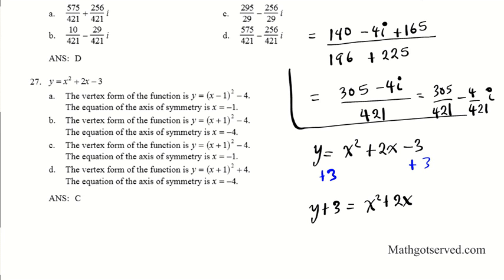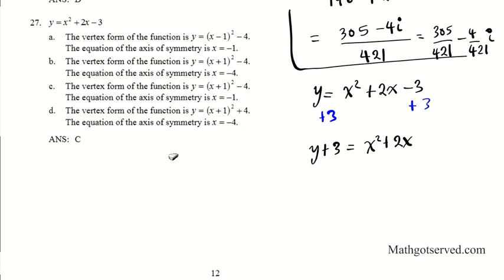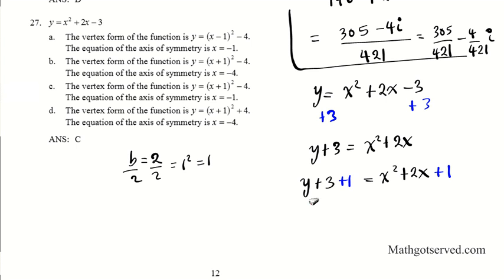Okay? Now to complete the square, I need to add b over 2 squared to this side right here. I know that b is 2. So to make a perfect square trinomial, I divide it by 2. B over 2 equals 1. And when I square it, I get 1. So I'm going to add 1 to the right side. But to preserve equality, whatever I add to one side, I need to add to the other side, or else I've changed the equation. Okay? So since I'm adding 1 here to complete the square, to make a perfect square trinomial, I also have to add 1 here to preserve equality.